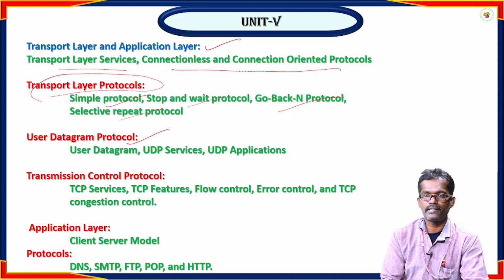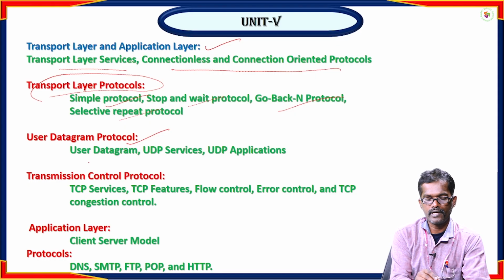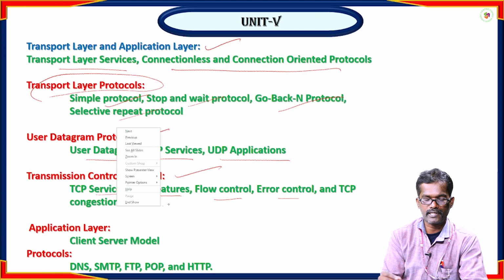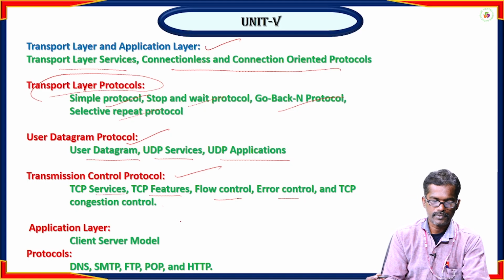And then the User Datagram Protocol. Here UDP services and UDP applications we will see. And UDP and TCP both we will see here. For TCP we will see services, features, flow control, error control, and TCP mechanism, congestion control. Everything we will see under the Transmission Control Protocol.